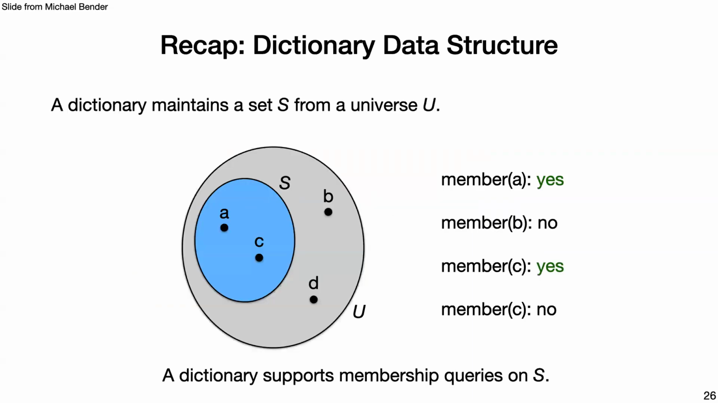Filters. Okay, so like I said last time, a dictionary is the set data structure. It maintains a set S from a universe U. And this is an exact dictionary. So this is your universe. You have A, B, C, D as your elements. And S is your set, which is this blue circle. A and C are in your set, and B and D are not in your set. So A and C are members of your set, and B and D are not. And you can naturally do membership queries on S. Any of these data structures that we're talking about, like B-tree and so on, are dictionary data structures.